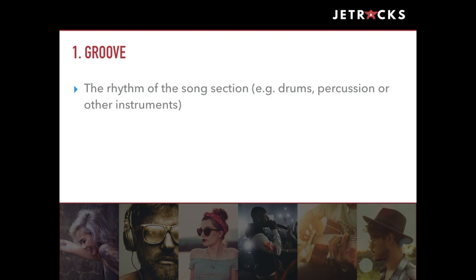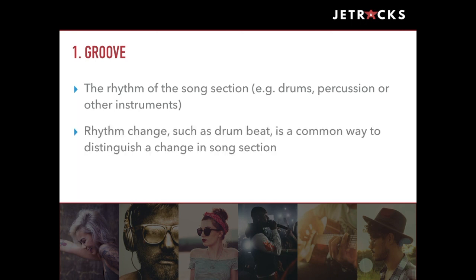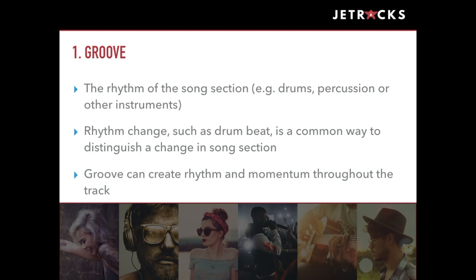This can include drums, percussion, as well as the rhythmic nature of the different instruments making up the section. A change in the groove or modifying the rhythm of the percussion or other instruments is a very common way to differentiate changes between song sections. It is one of the best ways to create movement and momentum throughout the length of a track.